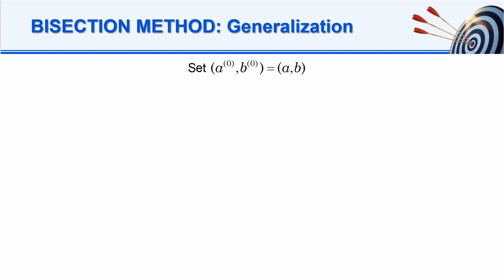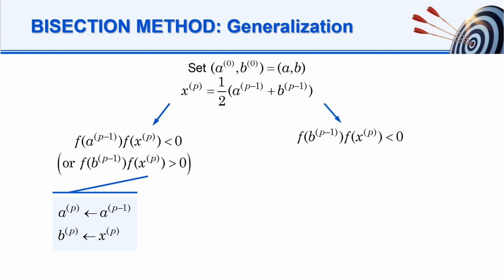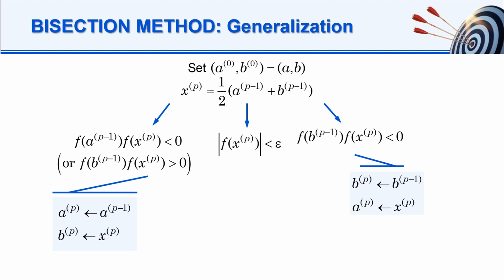We select an initial search interval. Then, we find the midpoint. If f(a) times f(x) is negative, or f(b) times f(x) is positive, the root is on the left side. We then set the estimate as the right endpoint. If f(b) times f(x) is negative, the root is on the right side. We then set the estimate as the left endpoint. If the magnitude of f(x) is 0 within a tolerance value, the root is set to the midpoint value. This procedure will lead to the true solution as the number of iterations goes to infinity.